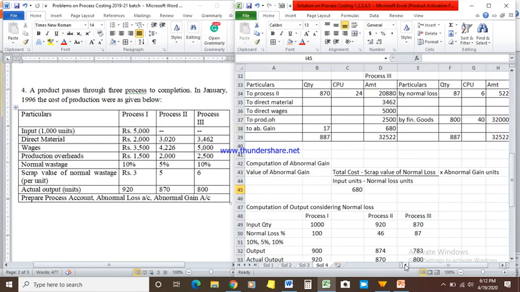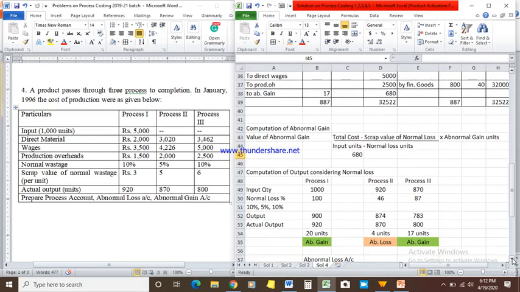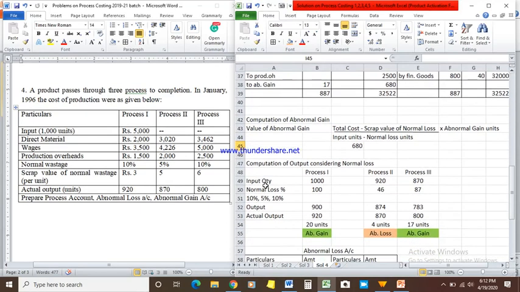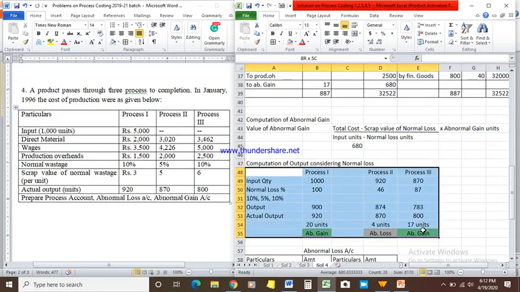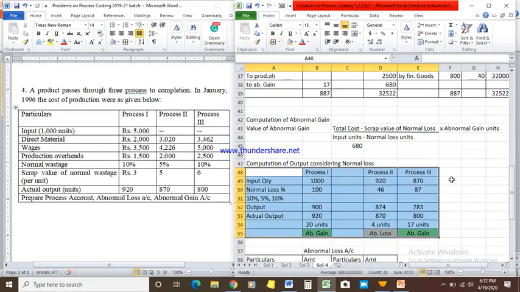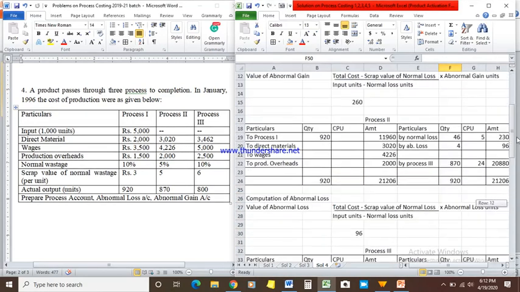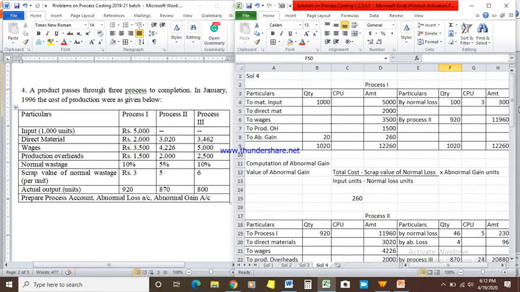So in this way, whenever you are given a normal loss and actual output, and when you are given the scrap value of normal wastage, the first homework is to prepare a working note to understand in which process we have abnormal gain and in which process we have abnormal loss. This is one of the important working notes to begin with. Once we are through with this working note, then we should start preparing the process account. And the formula is also very simple to calculate abnormal gain and abnormal loss.